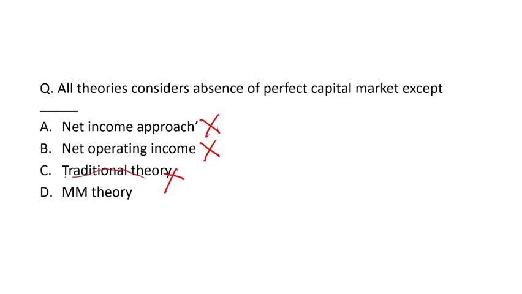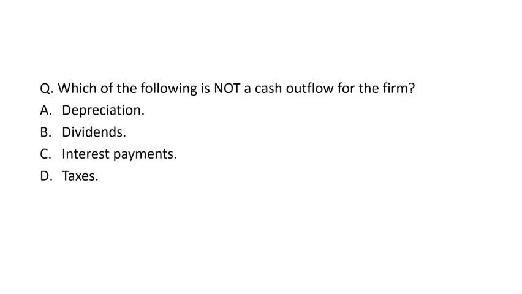It only exists in the case of Modigliani and Miller theory, where they said that a perfect capital market exists, but it is totally a myth. So option number D, MM theory, is the right answer. MM theory has given two major aspects: one is arbitrage, and another is behavioral justification.